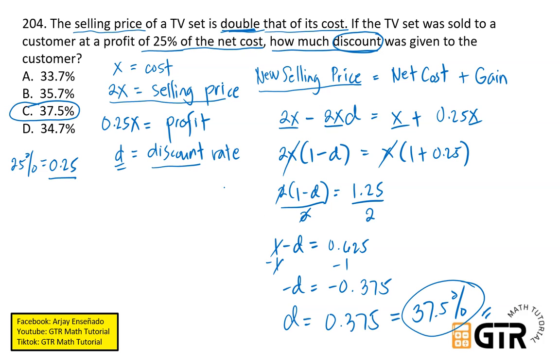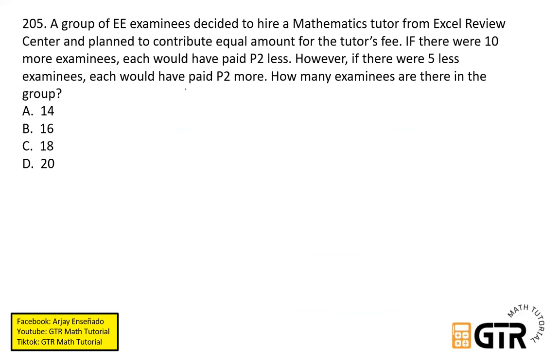Okay, so last number for this video, number 205. Number 205, a group of EE examinees decided to hire a mathematics tutor from Excel Review Center and plan to contribute equal amount for the tutor's fee. If there were 10 more examinees, each would have paid 2 pesos less. However, if there were 5 less examinees, each would have paid 2 pesos more. How many examinees are there in the group? So ang hinahanap natin dito, how many examinees are there in the group?